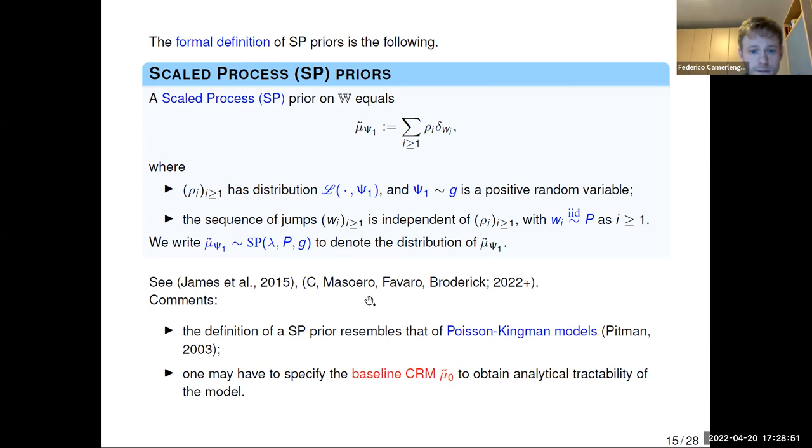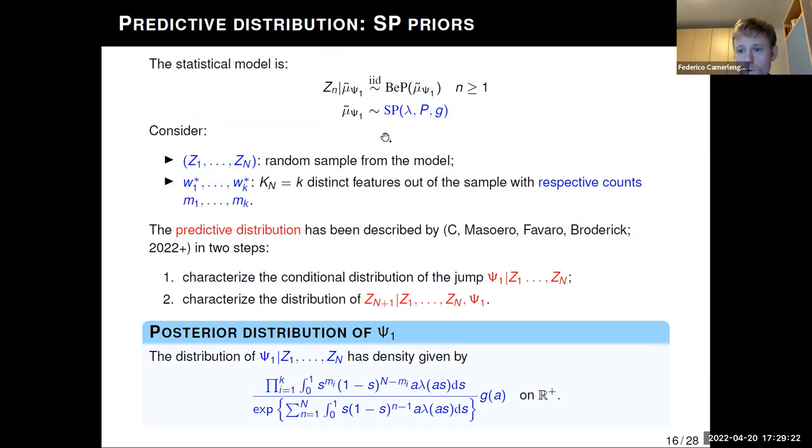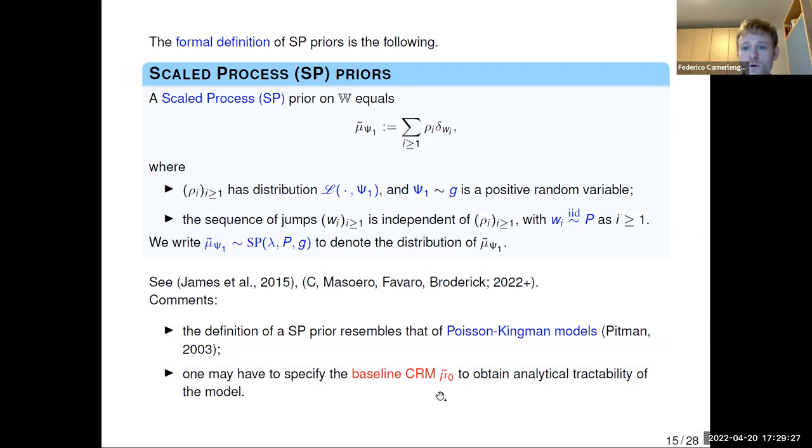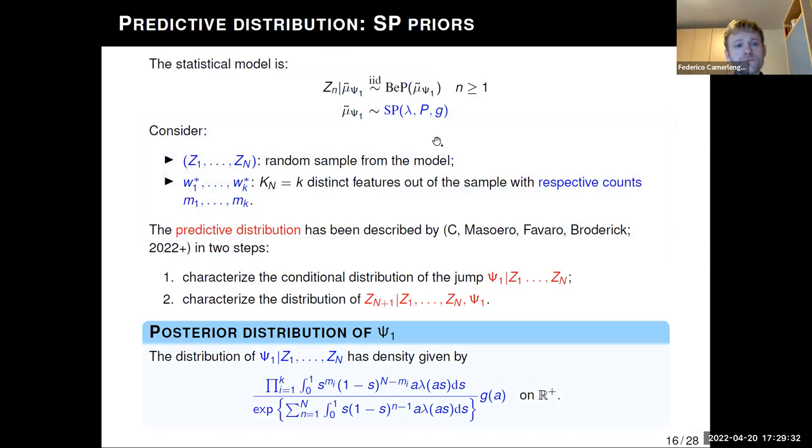Okay, so this definition is crucial, and there are some important comments. This definition is very similar to the definition of a Poisson-Kinman model. And in order to obtain tractable classes of priors, you have to choose the baseline completely random measure in a suitable way. Now, instead of focusing on specific choices of the baseline random measure, I first focus on the predictive distribution for the general class of scaled process priors.